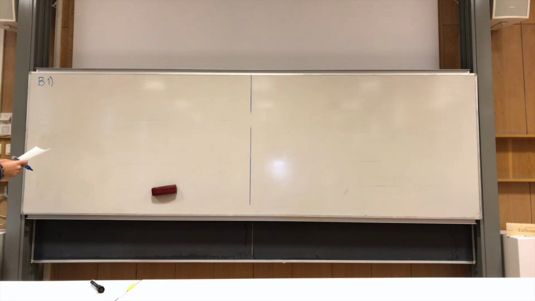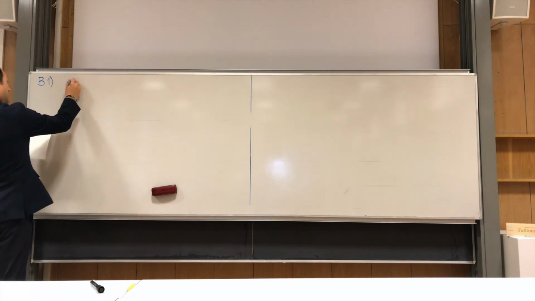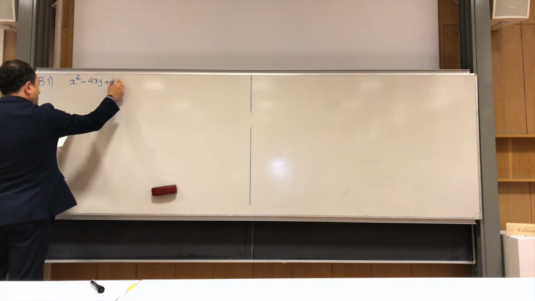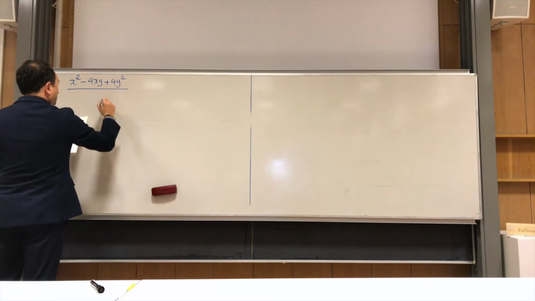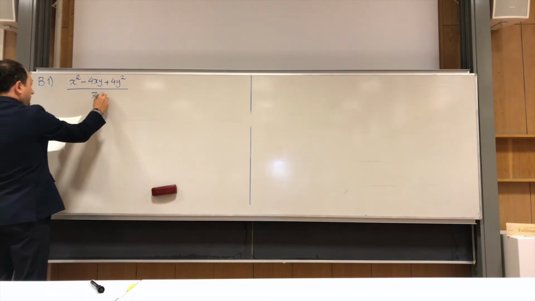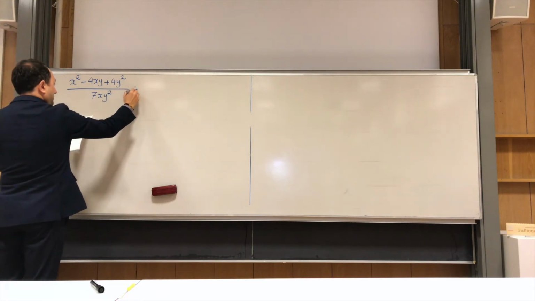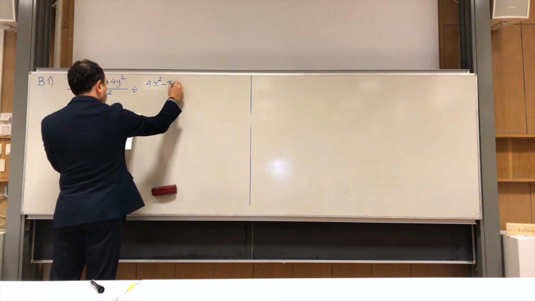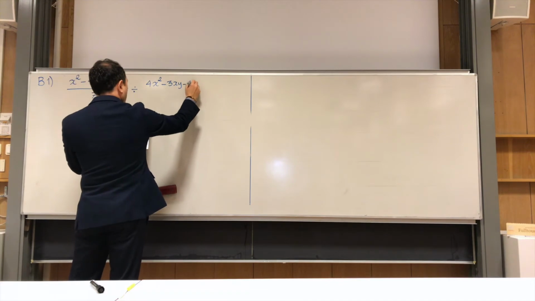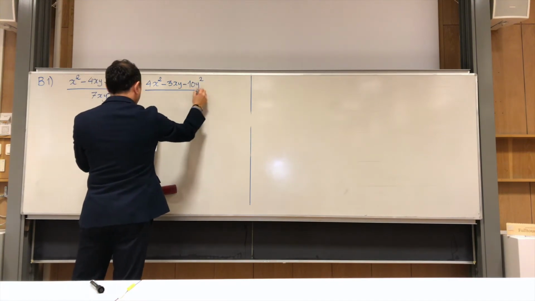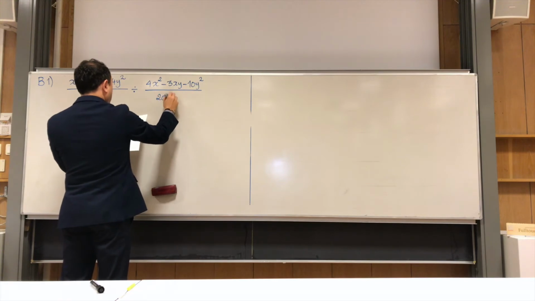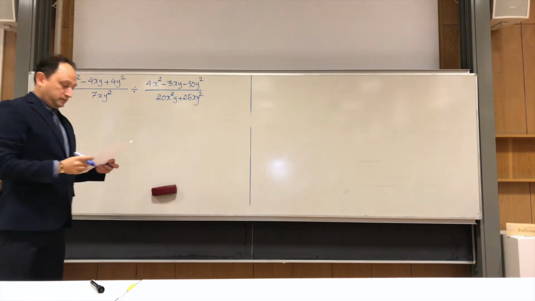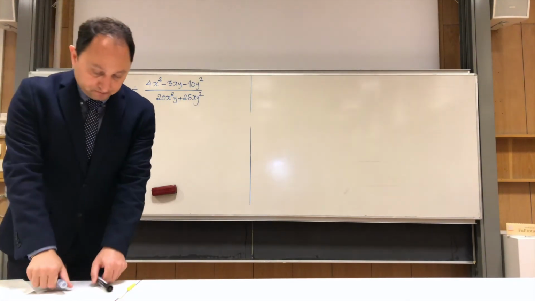Yes, we're supposed to simplify this expression. X squared minus 4xy plus 4y squared, divided by 7xy squared, and I want to divide this fraction by another fraction, 4x squared minus 3xy minus 10y squared divided by 20x squared y plus 25xy squared. Okay, so that's the goal, to simplify this expression.